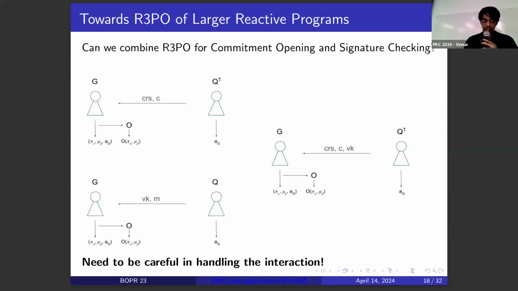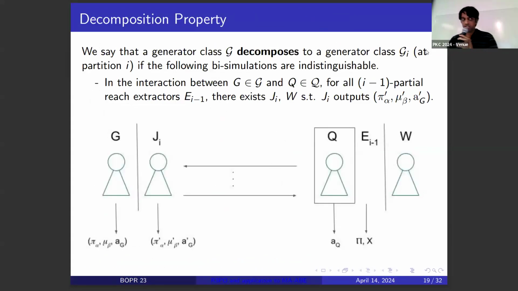To do this, we give a new notion called the decomposition property, and we say that if this big generator is well designed, corresponding to the smaller generators, then given just the obfuscation for the smaller generators, we can build the obfuscation for the big generator.